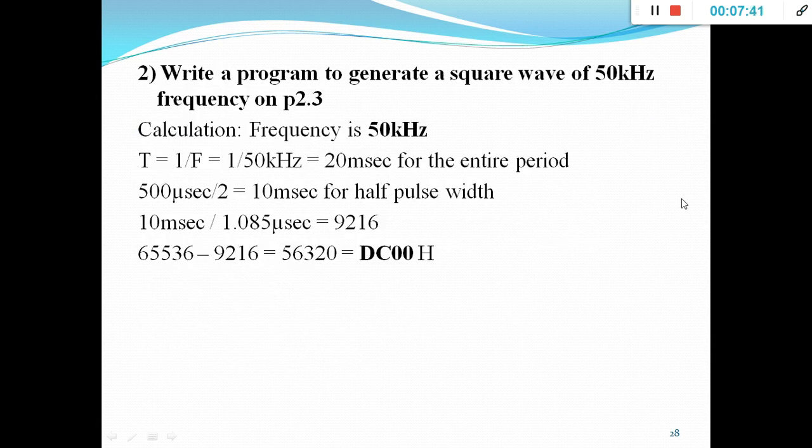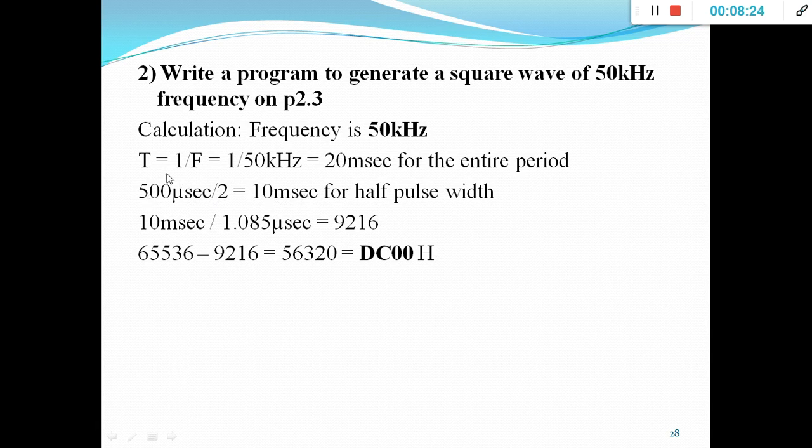The third example is: write a program to generate a square wave of 50 kilohertz frequency on P2.3. Again in this example the frequency is given for the square wave, that is 50 kilohertz. So using that you have to find the initial count. Same method: do 1 divided by F, and you are going to get 20 microseconds. This is for the entire period. Then to calculate the initial count you have to divide it by 2.